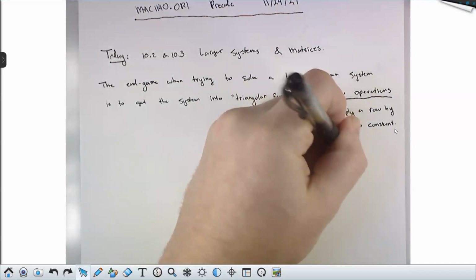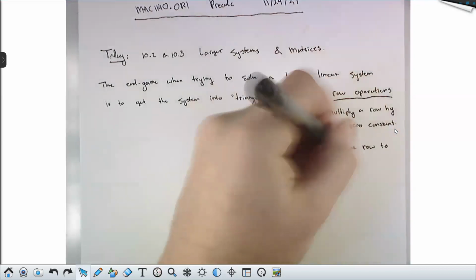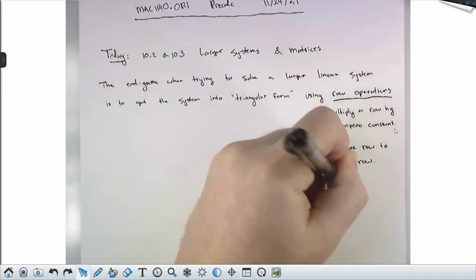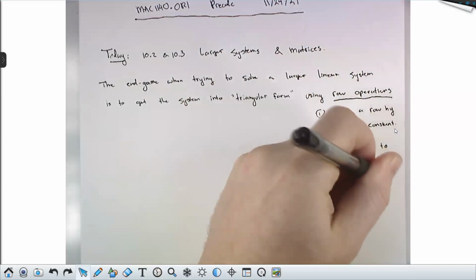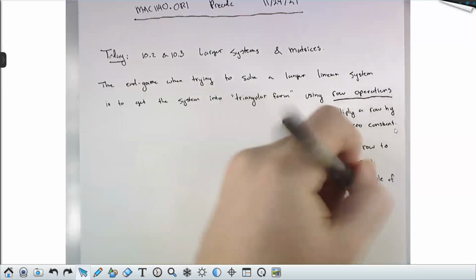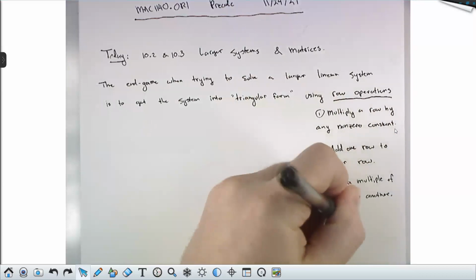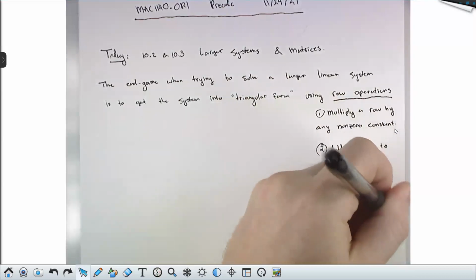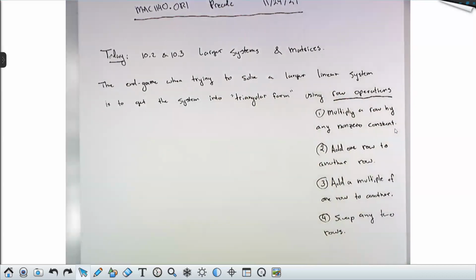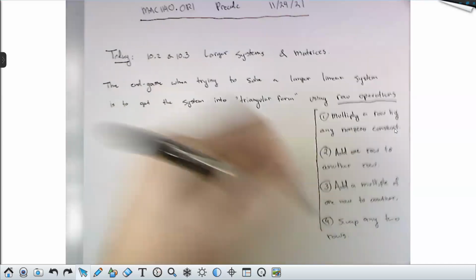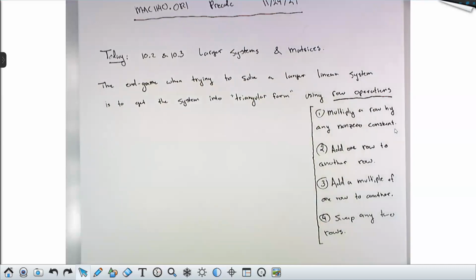You can add one row to another. You can add a multiple of one row to another row. And the one I left off for you guys the other day, I think, is that you can swap any two rows. So when you look at your system, the equation that you write first, the equation you write second, you can change the order of those. That doesn't alter the system at all. So these are the row operations. And using these row operations, we will try to take a large system like a 3x3 or 4x4, whatever, and put it into triangular form.